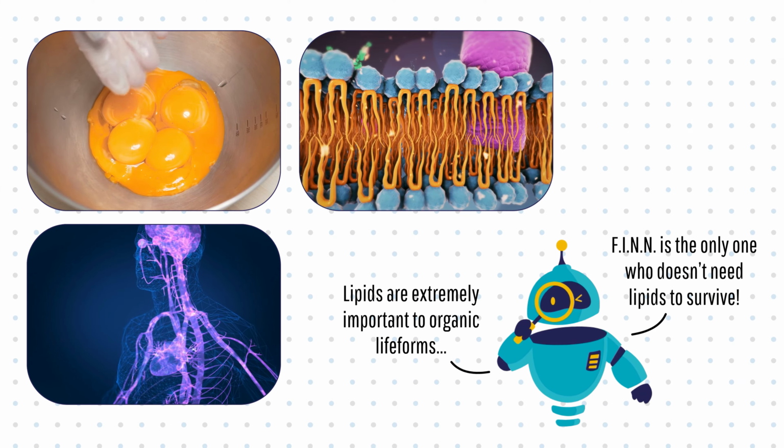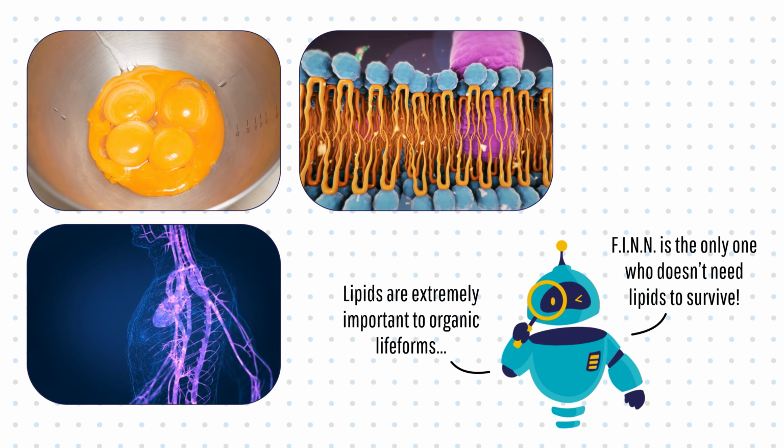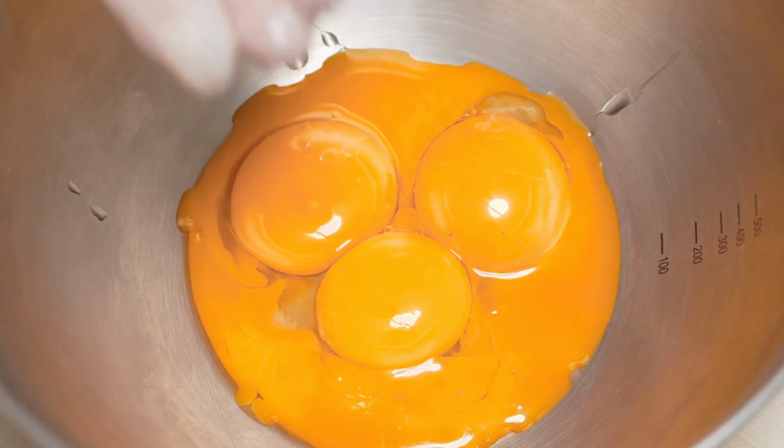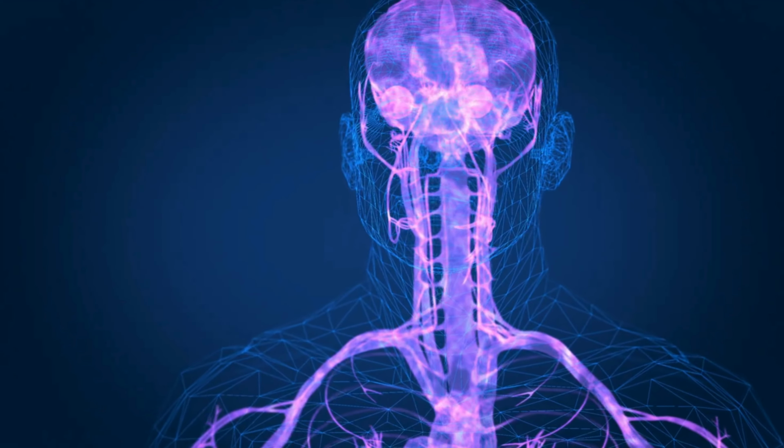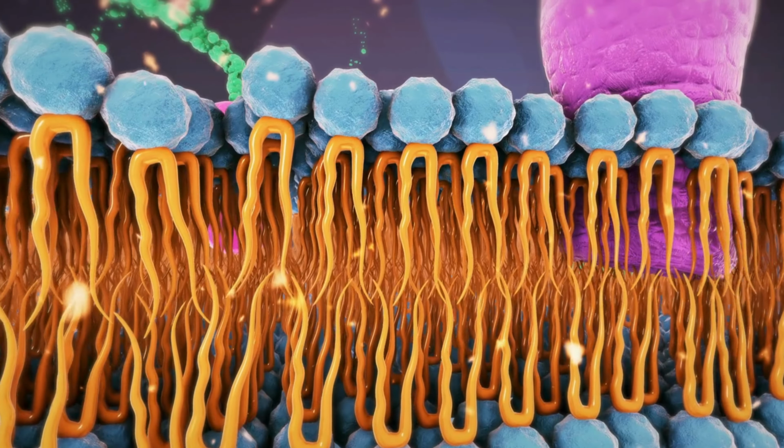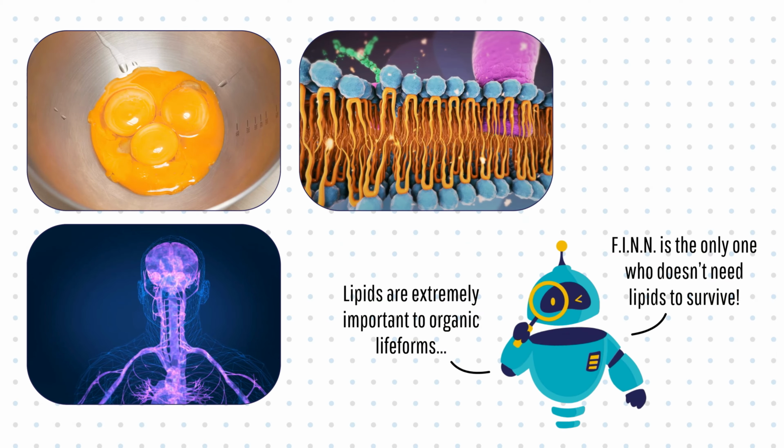Lipids are compounds that are found everywhere in nature. You'll find them in foods like egg yolks, as well as in the human nervous system. They're essential components of plant, animal, and microbial membranes.